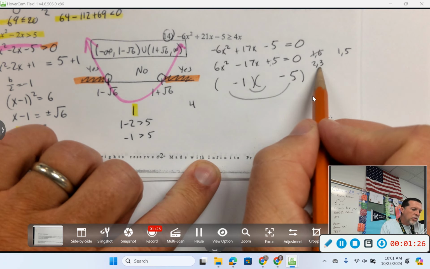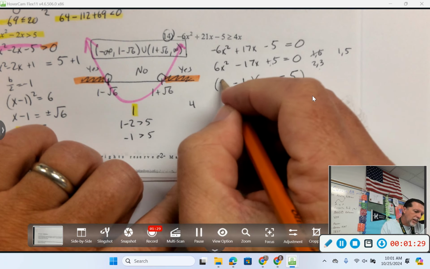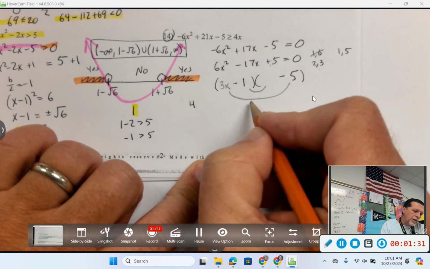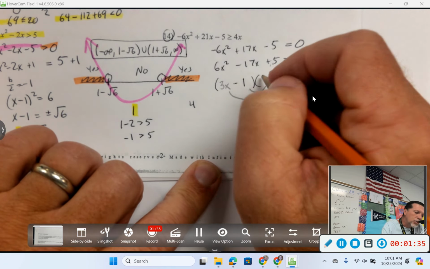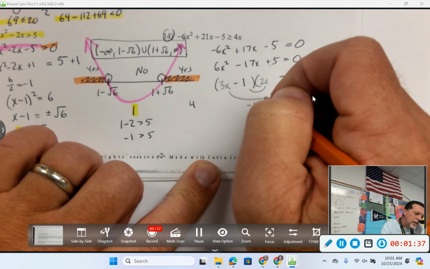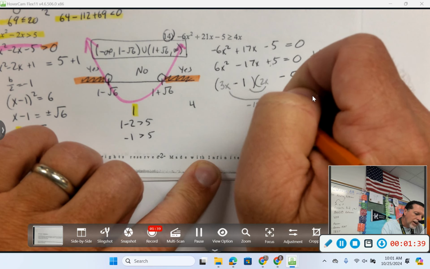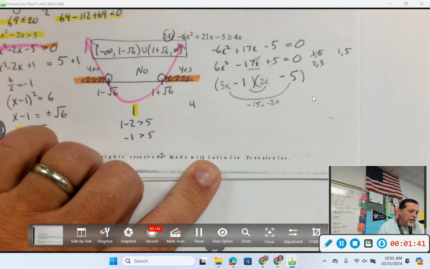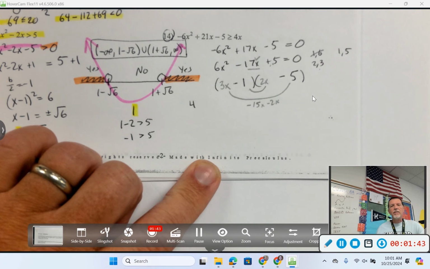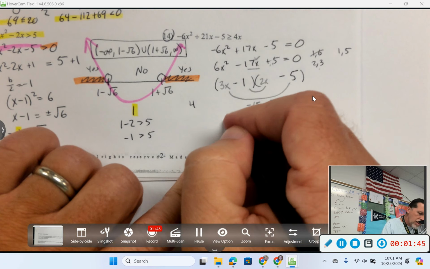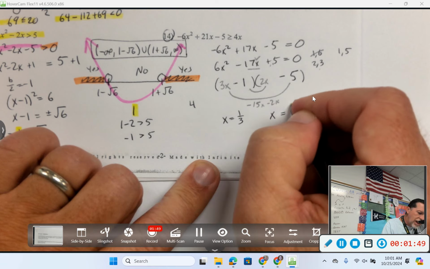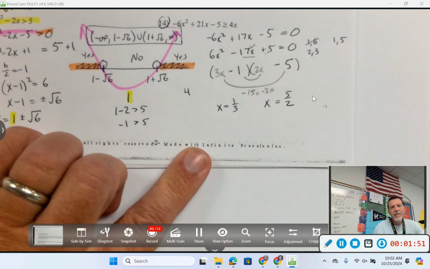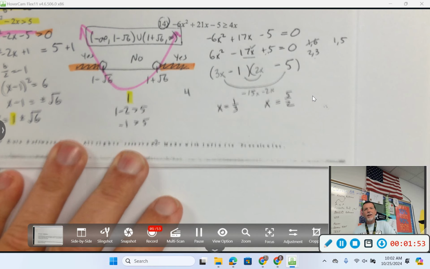If I put a 3 across from the 5, that would get me 15, or negative 15. And the 2 across from the 1 would be negative 2x. And so I think I've got it. So it did factor. So x equals 1/3 and x equals 5/2. So I guess that's mildly annoying, having fractions there.